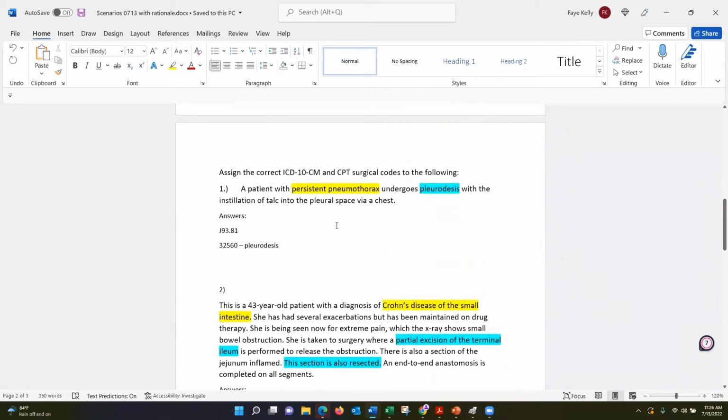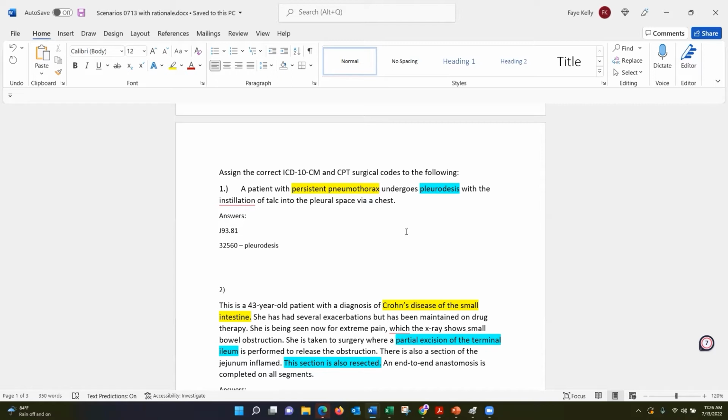This next brief scenario, what my purpose with these was, was to give you the opportunity to learn the diagnosis and the procedure coding. So we have a patient with persistent pneumothorax. That's our diagnosis here. This patient undergoes pleurodesis with the installation of talc into the pleural space. All right, so we need to know what a pleurodesis is.